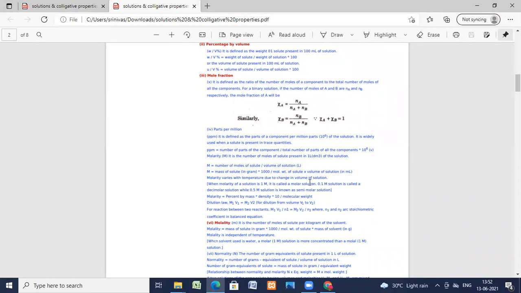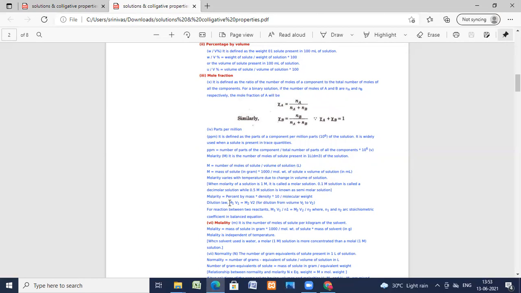If it is a 0.1 molar solution, it is called a decimolar solution. If it is a 0.5 molar solution, it is a semi-molar solution. So 1 M is a molar solution, 0.5 is a semi-molar solution, and 0.1 M is a decimolar solution. Now, molarity is equal to percentage of the mass into density into 10 by molecular weight.